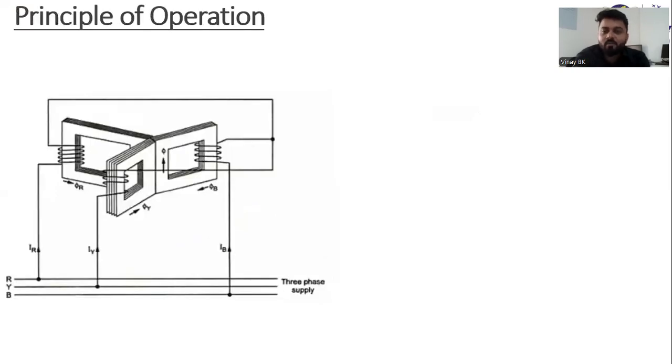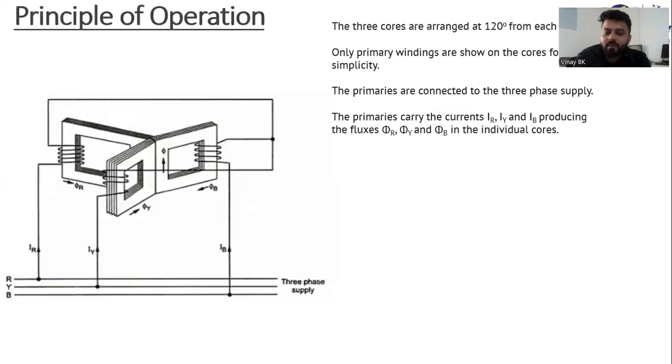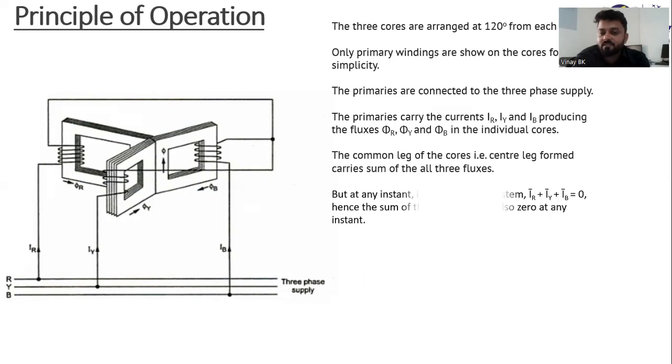So the principle of operation. You are giving supply to the primary winding. The primary winding carries current and produces the fluxes φR, φY, φB in the individual cores. Whenever the fluxes are produced, the common leg of the core, that is the center leg, carries the sum of all three fluxes.